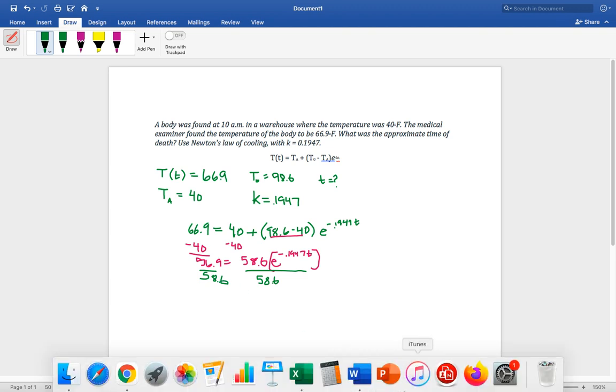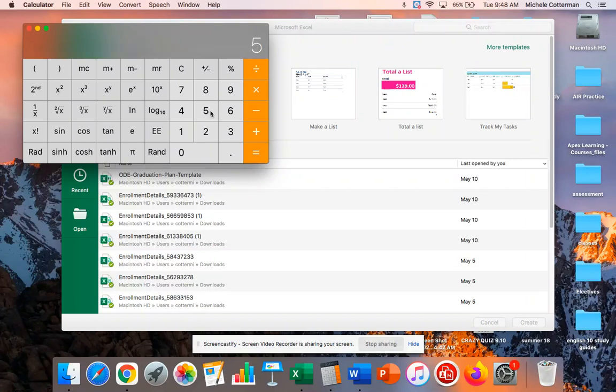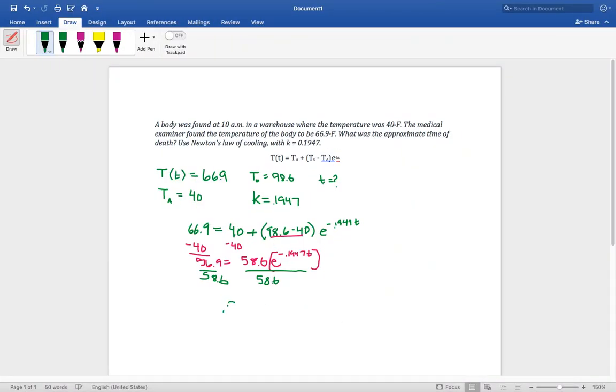So let me come down here and grab my calculator. 26.9 divided by 58.6 is 0.9709, 0.971 when I round it. Okay, make sure I put my point here.